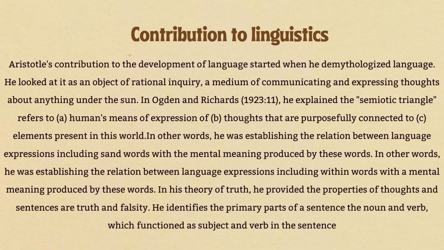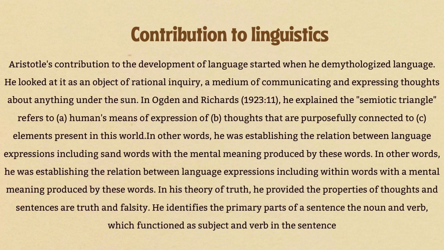Contribution to linguistics. Aristotle's contribution to the development of language started with the ontology of language. He looked at it as an object of rational inquiry, a medium of communicating and expressing thoughts about anything under the sun. In Ogden and Richards, the semiotic triangle refers to a human means of expression of thoughts that are purposefully connected to elements present in the world. In other words, he was establishing the relation between language, expression, including sound and words, with a mental meaning produced by this word.